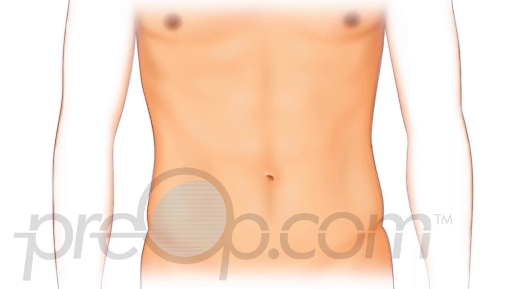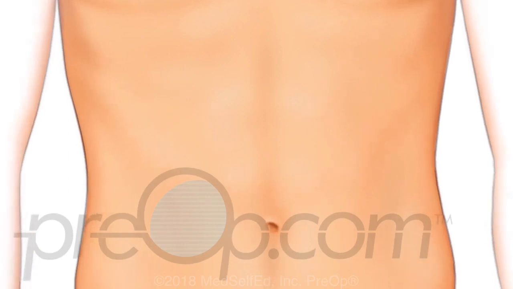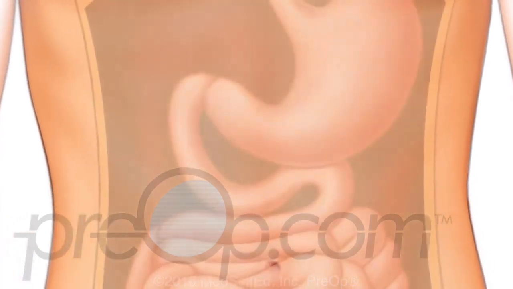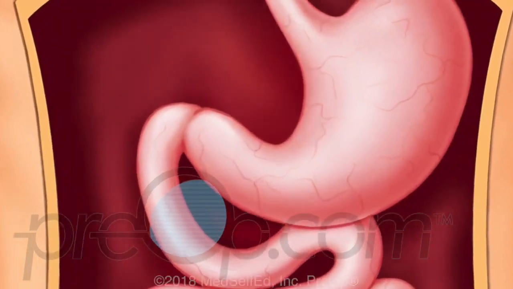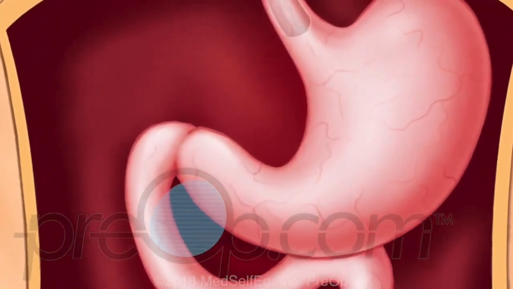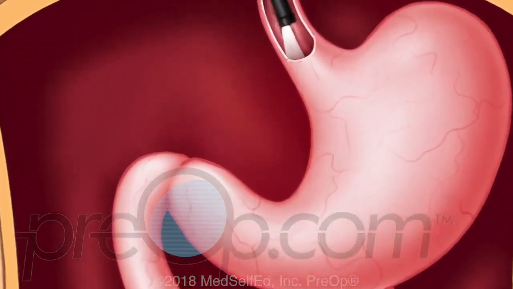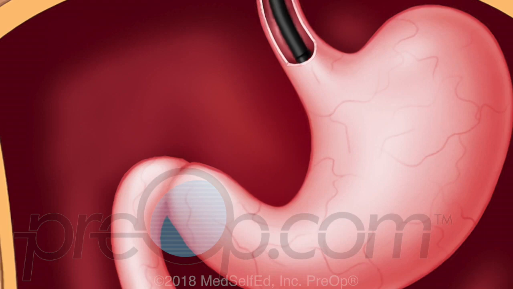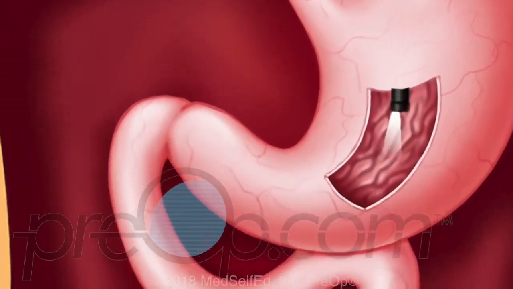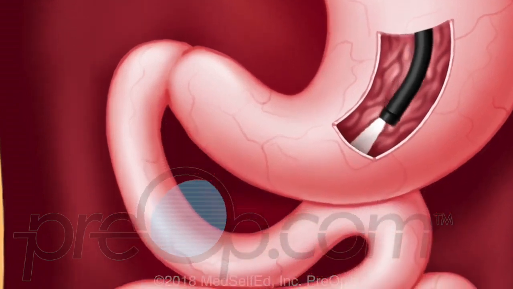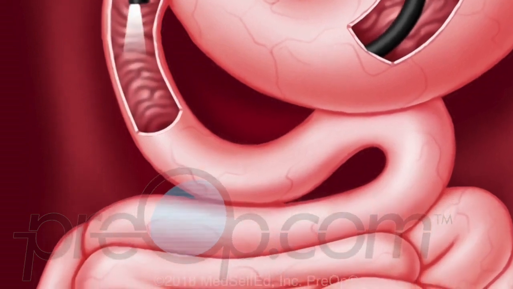Now let's look closer at the EGD procedure. To start, you will be positioned comfortably and given medication to help you relax or sleep during the procedure. A scope is gently guided through your mouth and throat, then down your esophagus to your stomach. You may feel some pressure or tugging, but you shouldn't feel pain. And further to the first part of the small intestine.